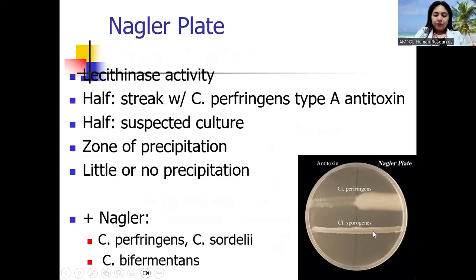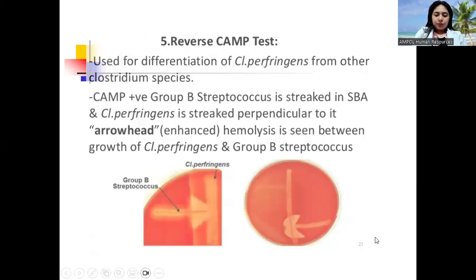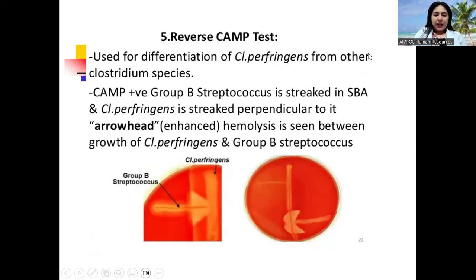Okay, the reverse CAMP test. Earlier, the CAMP test was positive for Listeria. They are the same, but with a different known organism, only Rhodococcus equi. Then Clostridium perfringens has a reverse CAMP test. Why is it called the reverse CAMP test? Because the streak perpendicular to your unknown is group B strep, Streptococcus agalactiae. So, arrowhead hemolysis, positive.